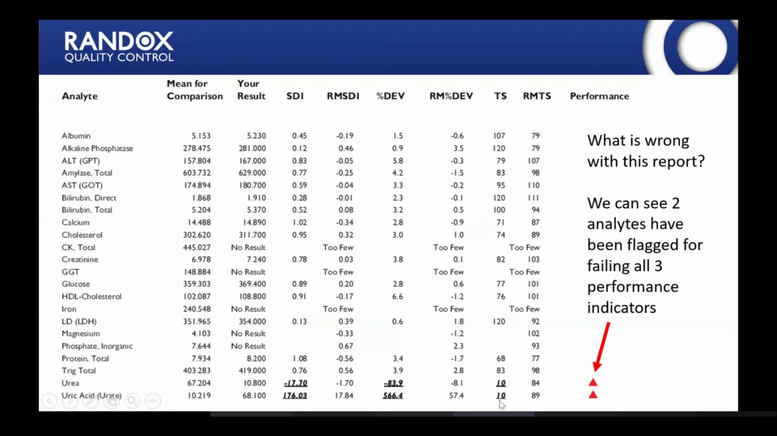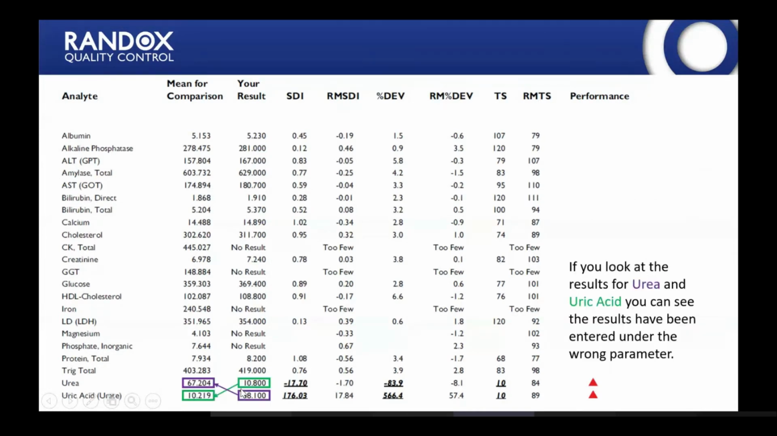So everything else has performed well for this particular sample, but these 2 have failed. They're flagged for our 3 performance indicators, and we have the red triangle. So if you look at the mean for comparison and the lab's result, you can actually see they've put the urea result under uric acid and the uric acid result under urea. So they've actually mixed these 2 results up.